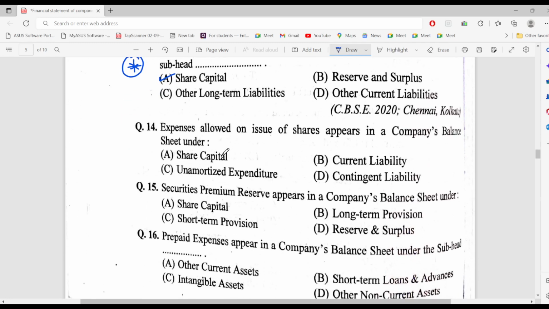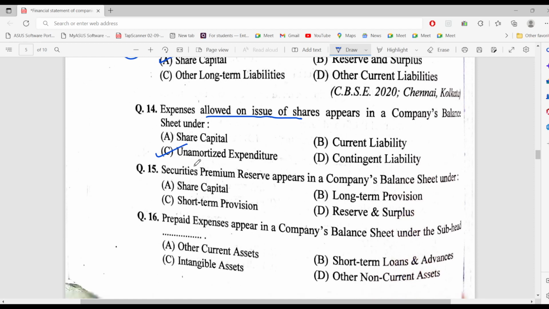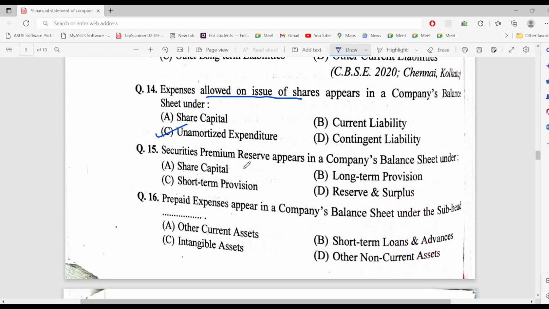Expenses allowed on issue of shares appear in a company's balance sheet under the head. So it is an unamortized expenditure. Okay. Securities premium reserve. So it is an easy question. It comes in reserve and surplus. 15D would be the correct answer.